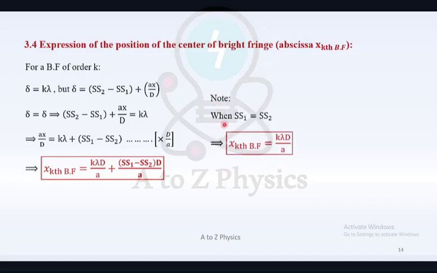Note, when the source S is equidistant from S1 and S2, so SS1 equals SS2, in the formula of the expression of the position of the center of the bright fringe, SS1 and SS2 cancel each other and the position becomes k lambda D over a.